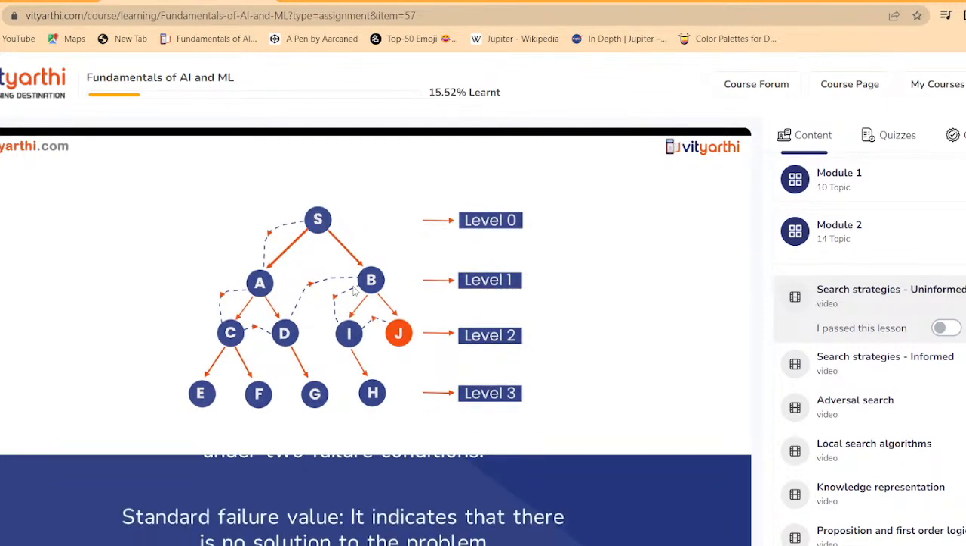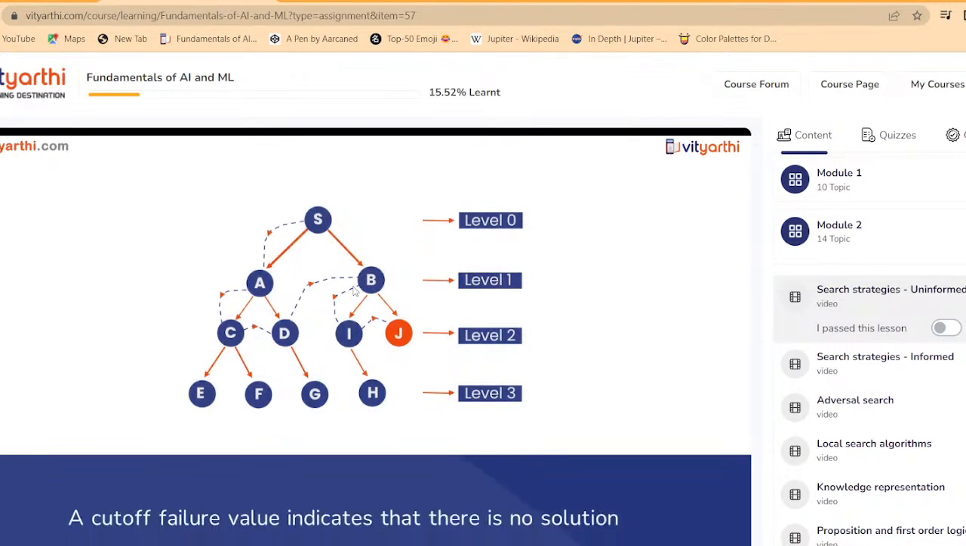The first condition is the standard failure condition. It indicates that there is no solution to the problem. The second one is a cutoff failure value that indicates that there is no solution to the problem within a specified depth limit. It has some advantages. Mainly, the memory usage is optimized with the depth limited search. The major disadvantage of this method is incompleteness. Also, it may not be optimal if there are multiple solutions to the problem.